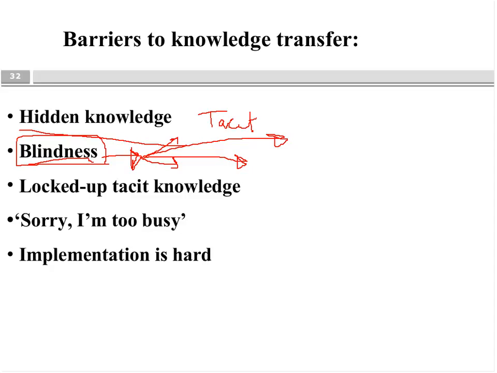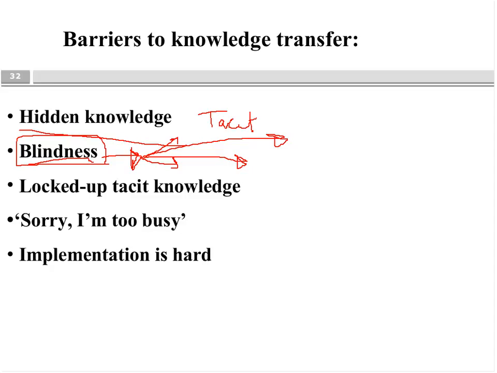Sorry, I am too busy is another problem. Even if the transfer would save them time, still they don't have time to save time. So it's the problem of being busy. Even if you know that sharing this knowledge with your assistant can help you and give you some more time, still you don't have the time to do that. So you are overoccupied.